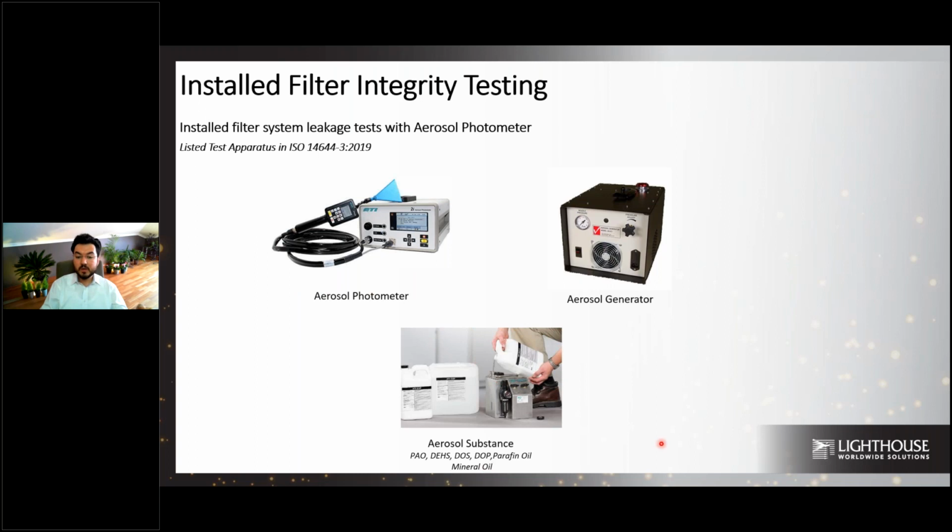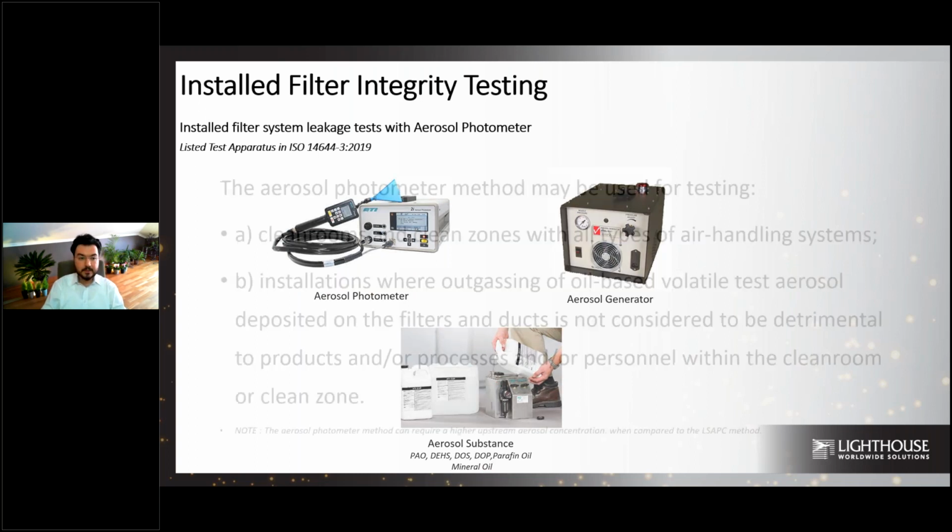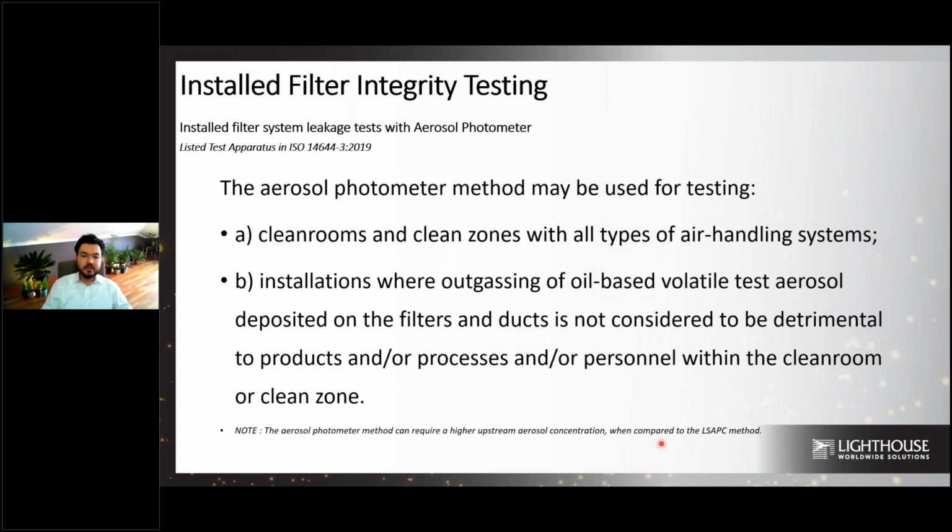That's the only thing that you need to consider, especially when you do the recalibration of your system. You have to check your aerosol generators as well as your aerosol substances. The aerosol photometer method may be used for testing clean rooms and clean zones with all types of air handling systems. It's suitable for all kinds of filters installed in your clean room. It applies to installations where outgassing of oil-based volatile test aerosol deposited on the filters and duct is not considered to be detrimental to products and/or processes and/or personnel within the clean room or clean zone.